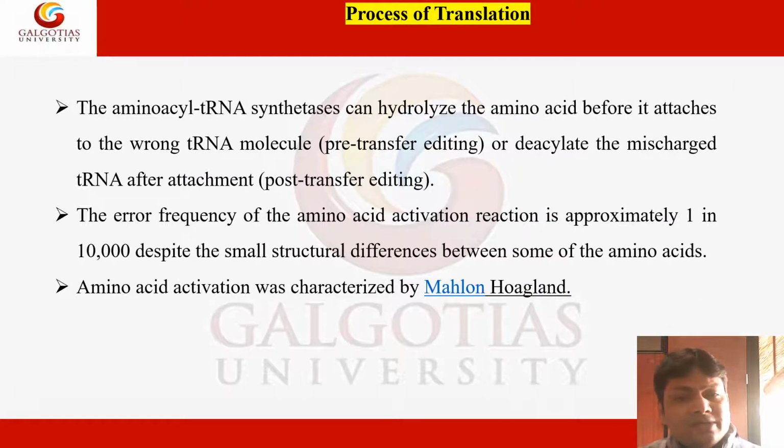The amino acid transfer RNA synthetase can hydrolyze the amino acid before it attaches to the wrong transfer RNA molecule, for correction. The error frequency of the amino acid activation reaction is approximately 1 in 10,000 molecules. And amino acid activation was first characterized by the scientists Zamecnik and Hoagland.